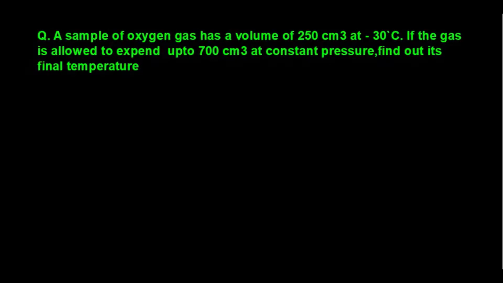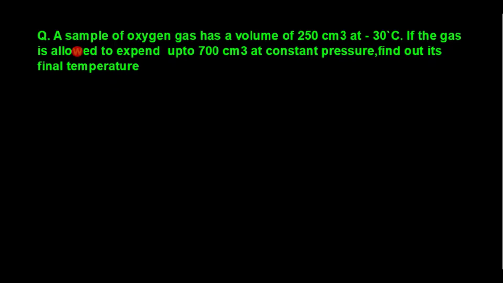We will see the next numerical which is given. A sample of oxygen gas has a volume of 250 cubic centimeter at minus 30 degrees centigrade. If the gas is allowed to expand up to 700 cubic centimeter at constant pressure, find out its final temperature.